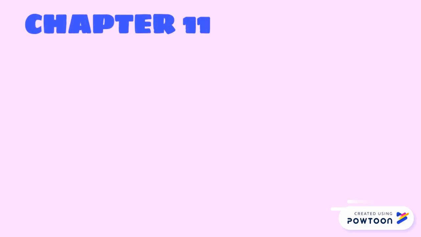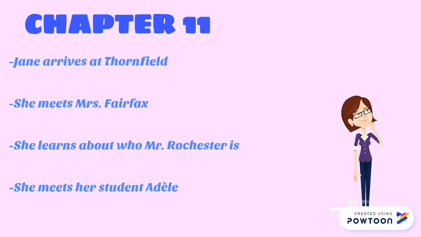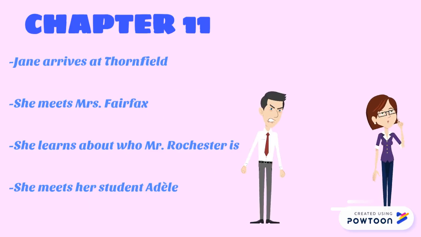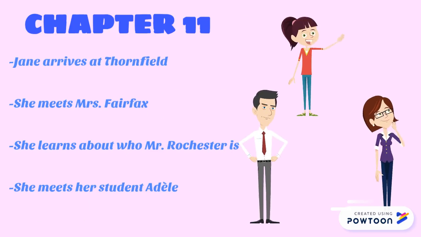In chapter 11, Jane arrives at Thornfield. She meets Mrs. Fairfax, who runs the house, and also Mr. Rochester. She learns who the owner of Thornfield is. She also meets Adele, her student, whose mother was taken to the Holy Virgin.